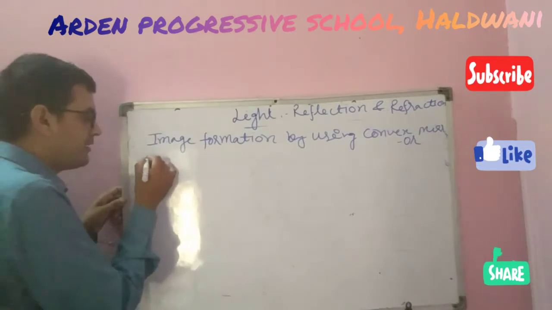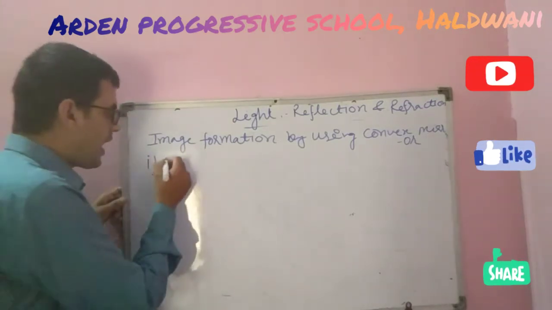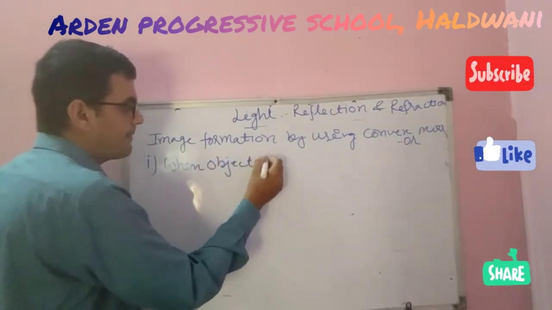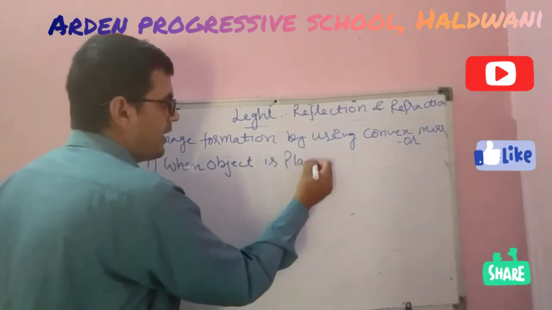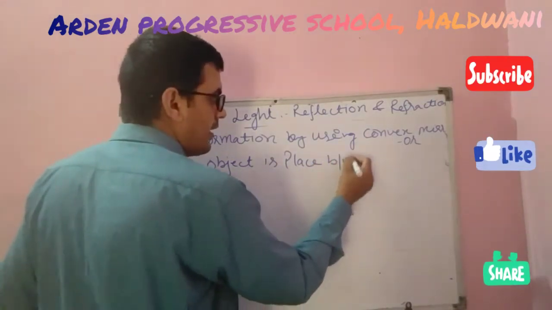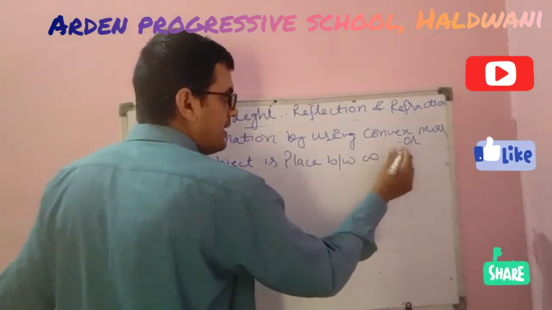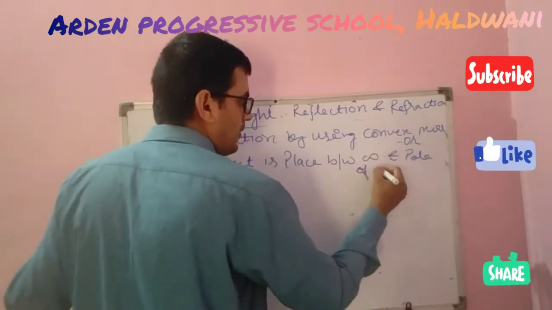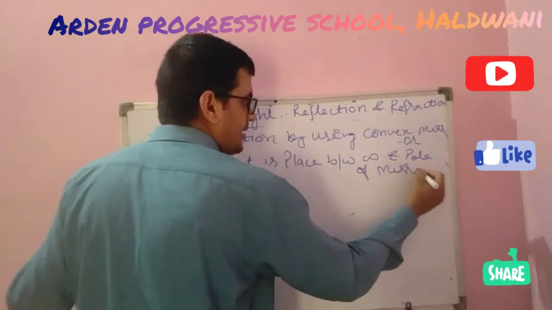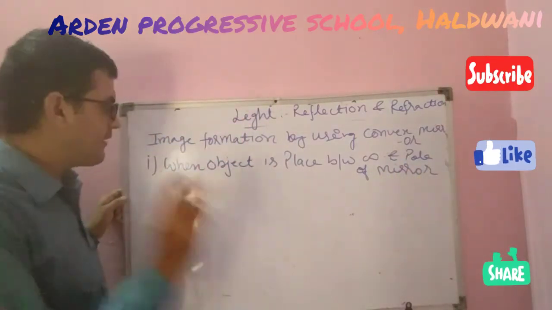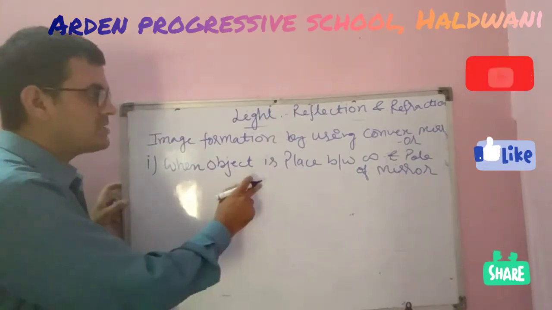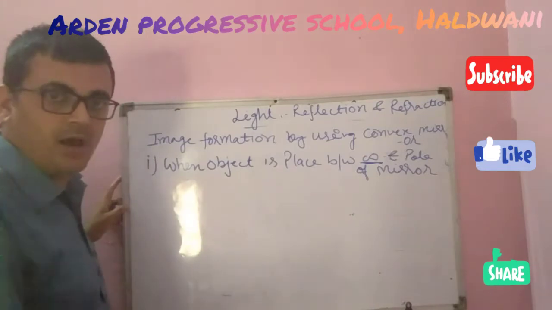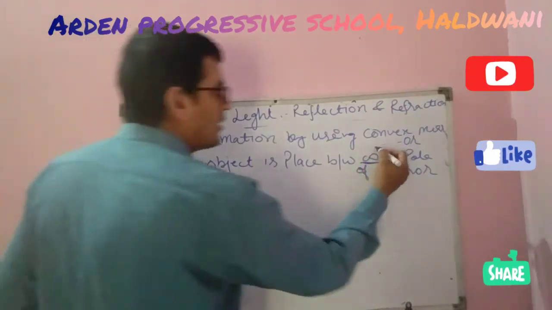So students, case first is when the object is placed in between infinity and the pole of the mirror. Students, this is our first case. We have placed the object in between infinity and the pole of the mirror, and this is for the convex mirror.